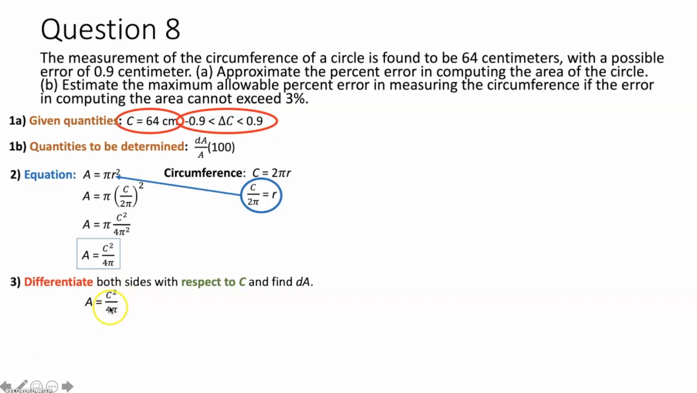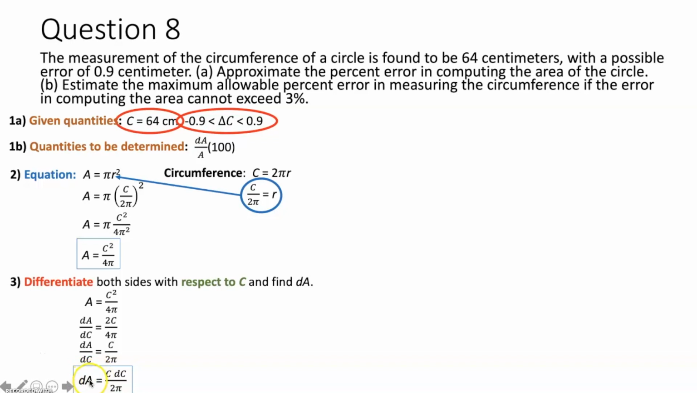When I take the derivative on this side, I'm going to rewrite this as 1 over 4 pi times c squared. The reason I do that is because now when I take the derivative, I see that 1 over 4 pi is just a constant I can leave out front, and I can just take the derivative of c squared using the power rule. So I get 2c to the first times that 1 over 4 pi, which I can rewrite like this. Now the 2 and the 4 simplify to just 1 over 2, and I have dA over dc is equal to c over 2 pi. But I'm trying to solve for dA. So to get dA by itself, I just multiply both sides by dc, and I have solved for dA.